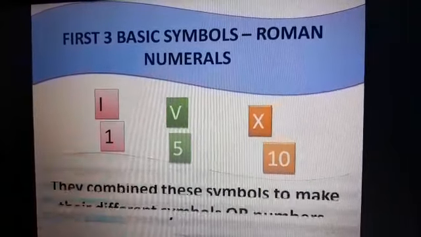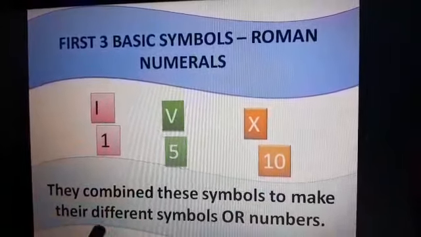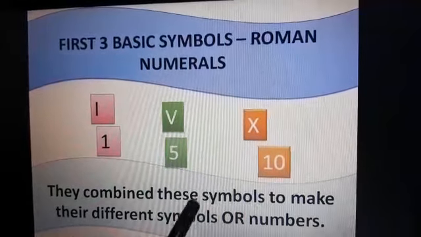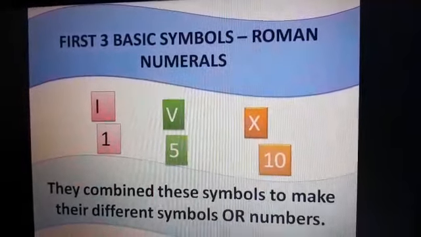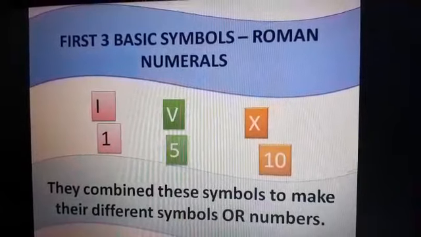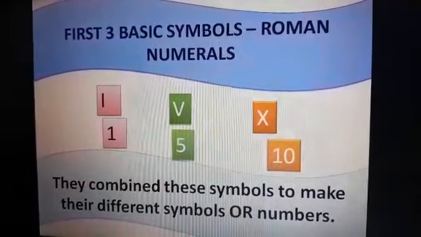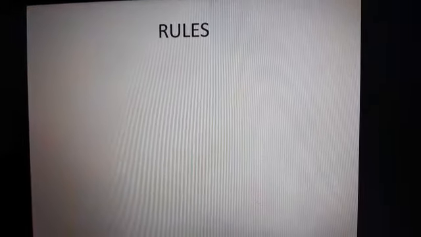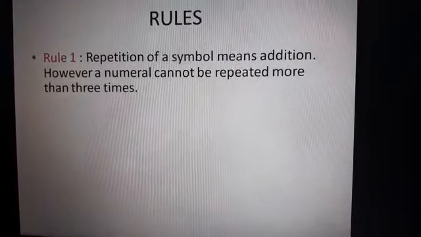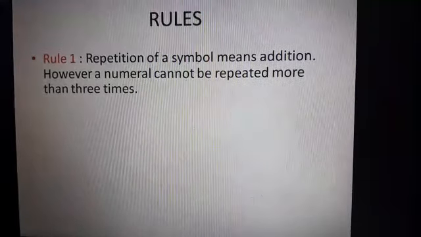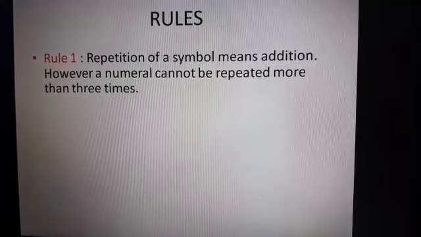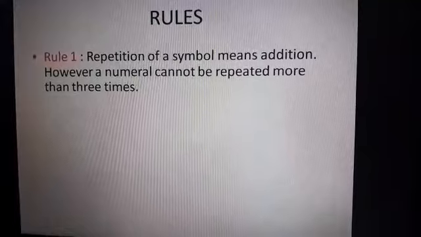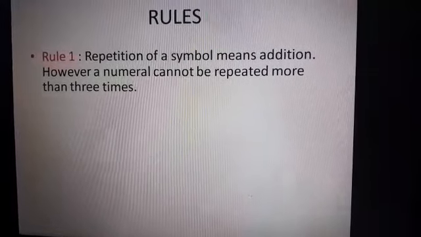So when we combine these symbols, what will we get? We will get different numbers. Now to create these numbers, we have to follow some rules. I am going to teach you 3 rules. The first rule is: repetition of a symbol means addition. However, a numeral cannot be repeated more than 3 times.